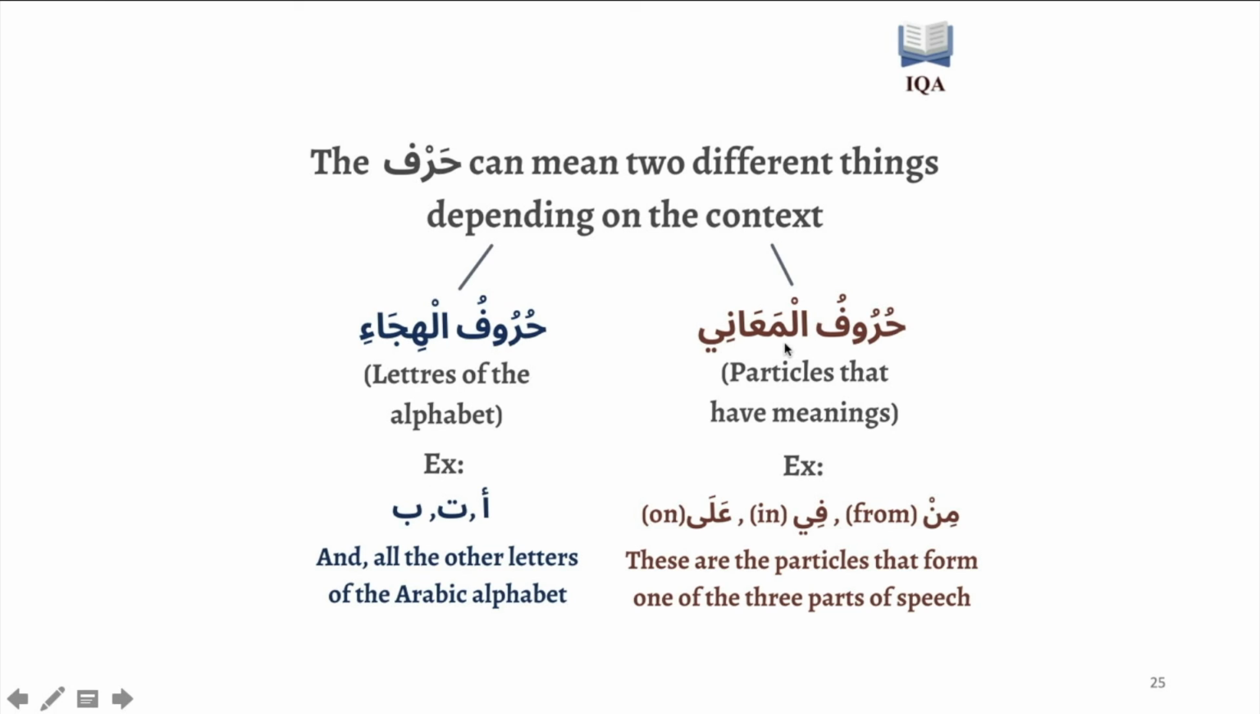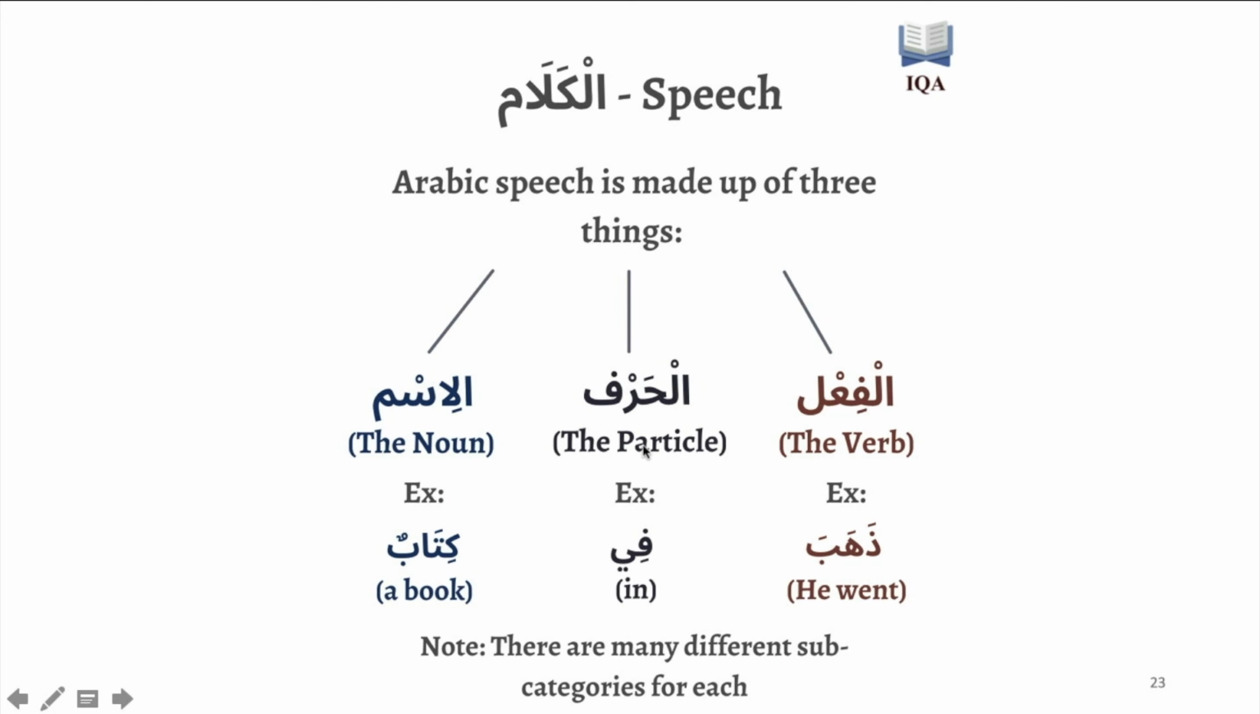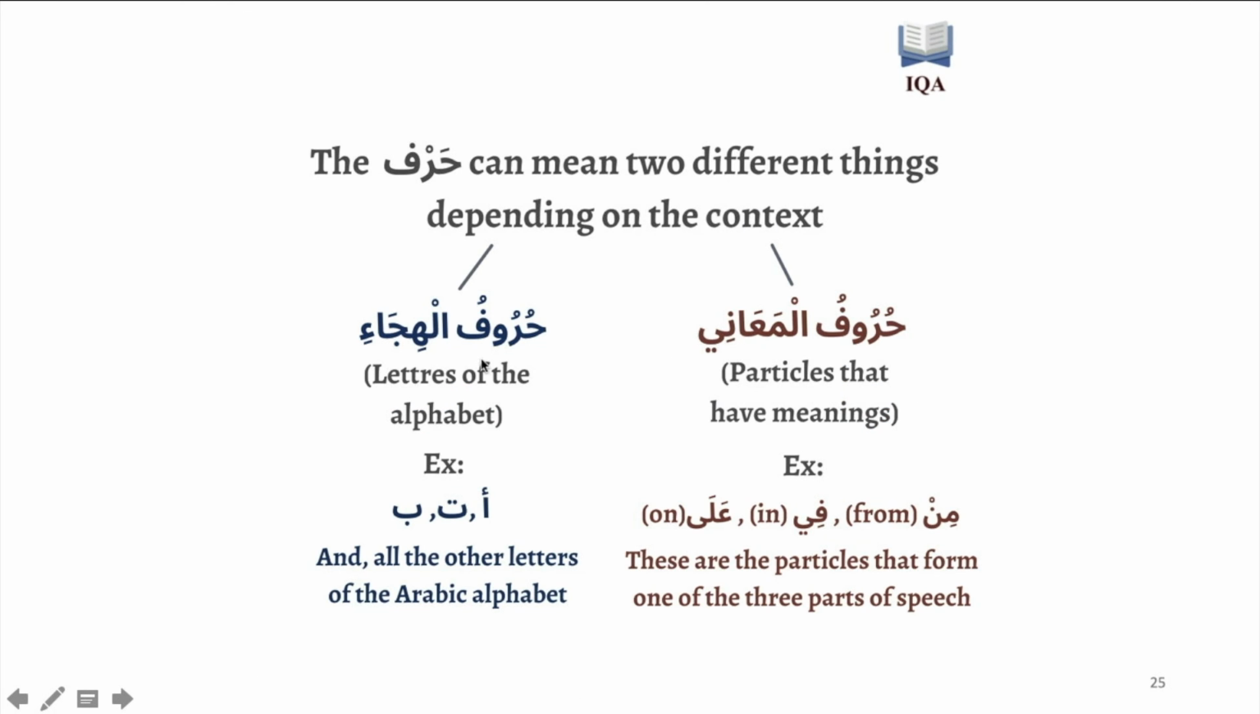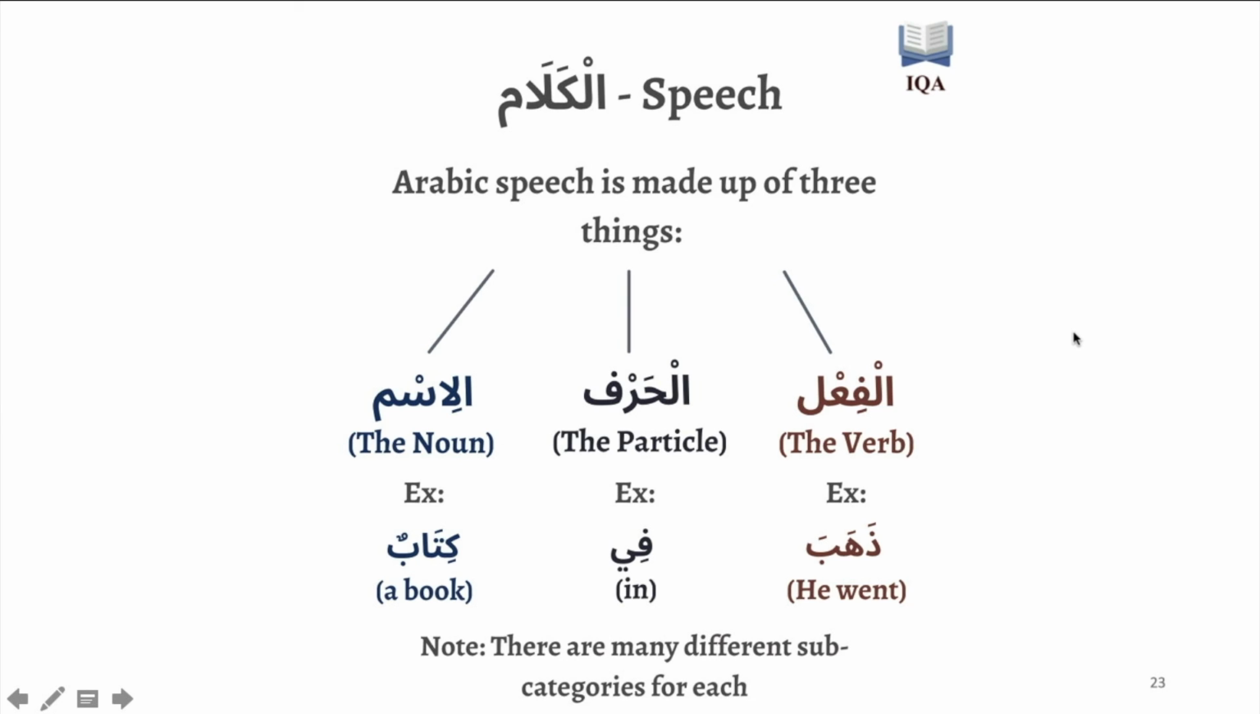And then we have huruf al-ma'ani, which are particles that have meanings. This is one of the three categories that we're talking about here. So when we say al-harf, the particle, we don't mean a letter. We don't mean huruf al-hija'i. We mean huruf al-ma'ani, particles that have meaning: ala, on; fi, in; min, from; wa, and; aw, or; and the list goes on. So these are particles that form one of the three parts of speech. So that, in a very brief sense, are the three different things that make up Arabic speech.